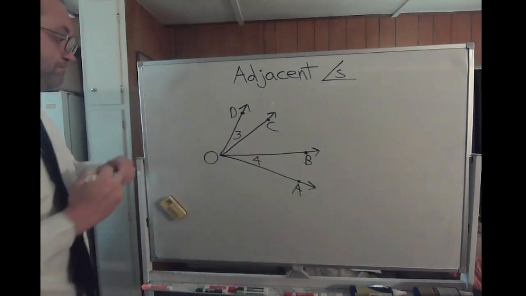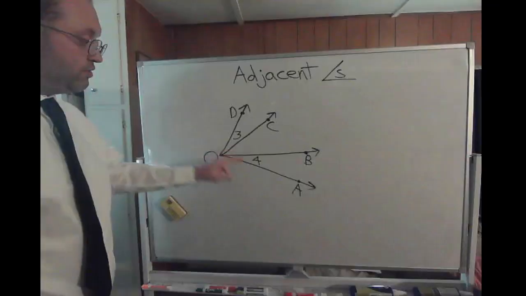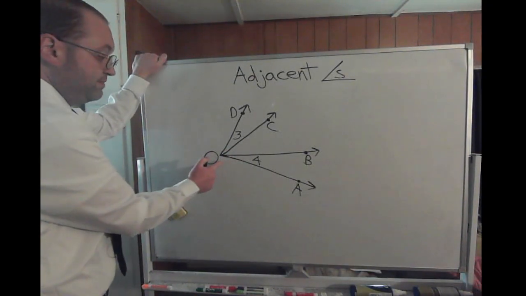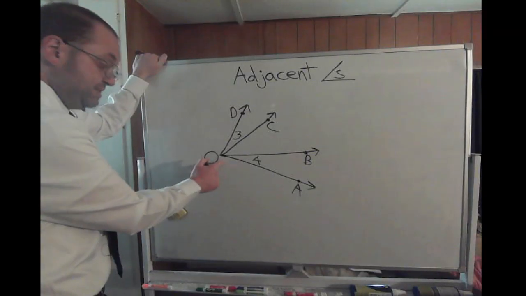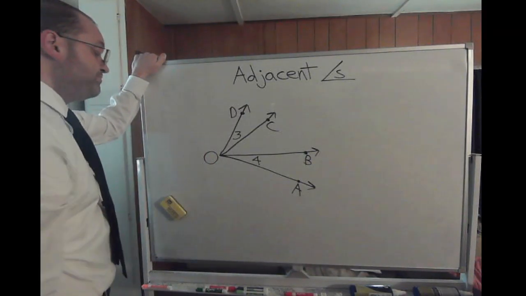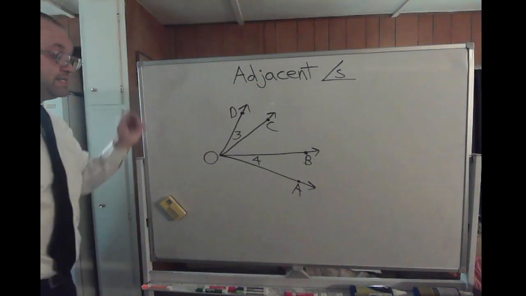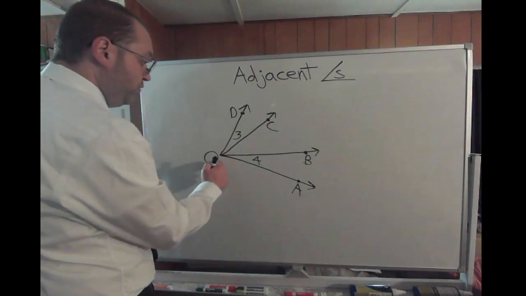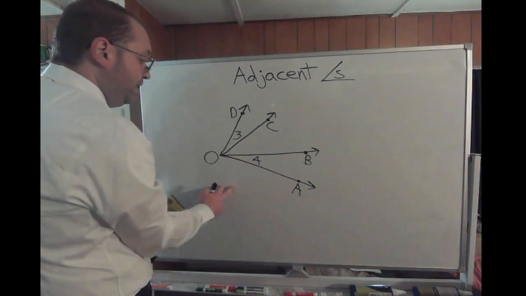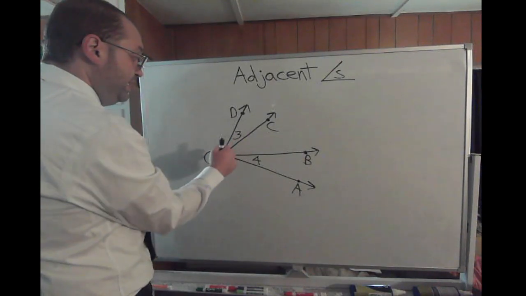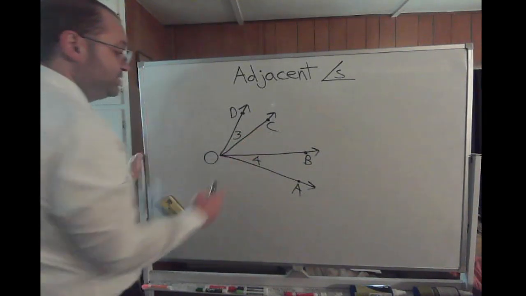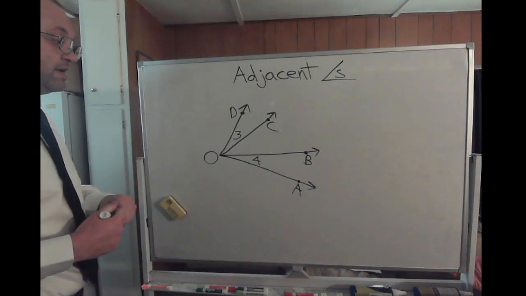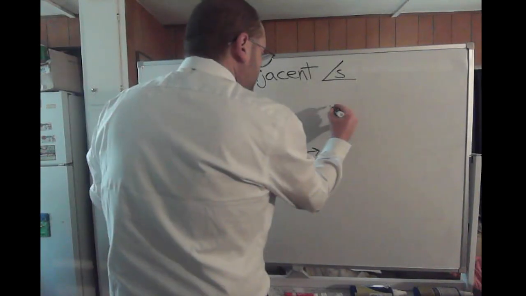Okay, so the question is here, are angle 3 and angle 4 adjacent angles? Well, let's go through a checklist. Do they have the same vertex? They do have the same vertex, point O. That's true. But here's the problem. Angle 4 has ray OB and ray OA. Angle 3 has ray OD and ray OC. They have no common sides that they share, right? So these are not adjacent angles.